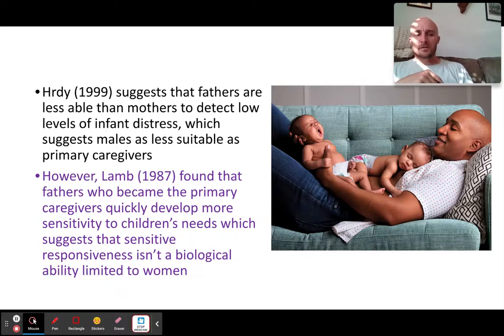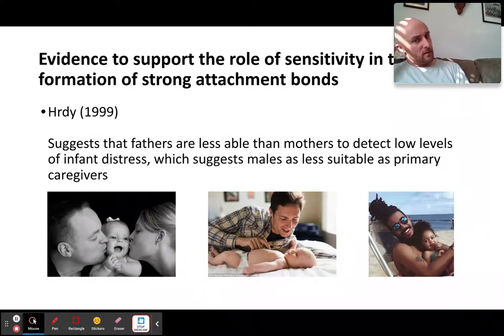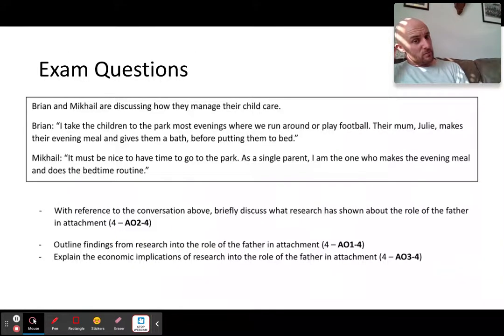And Lamb found that fathers who became the primary caregiver, say a mum dies during childbirth, which doesn't really happen that much anymore, but evolutionarily it often did, or if mum has the kid taken off her for some reason, fathers who became the primary caregivers quickly develop more sensitivity to the children's needs than they usually would. So a father can step up and change quite a bit and play that mother nurturing role. And there's two more here.